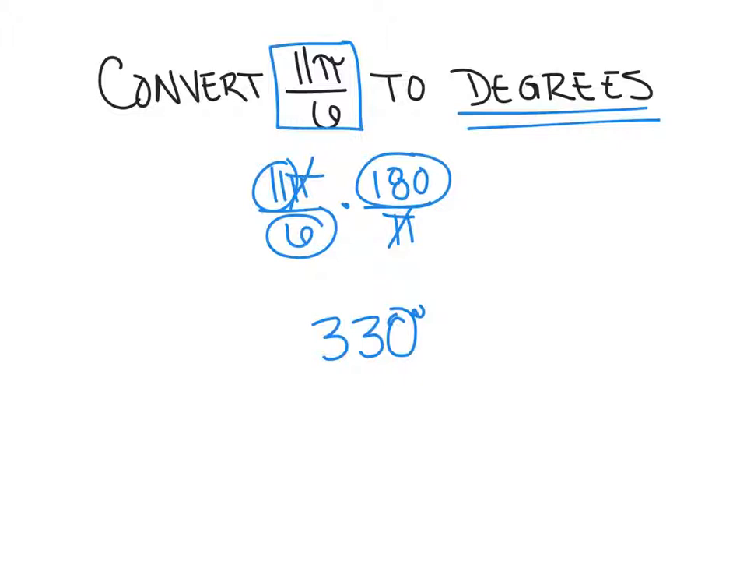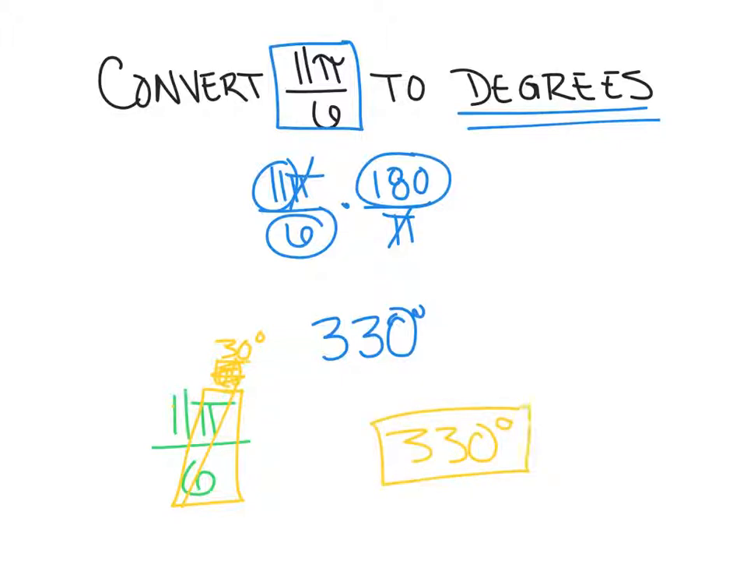Now the shortcut there is to say, okay, when I was given 11 pi over 6, the first thing I saw was pi over 6, and I know that that's equivalent to 30 degrees. So now just multiply 11 times 3, and then carry that 0 down, and you've got a winning answer.